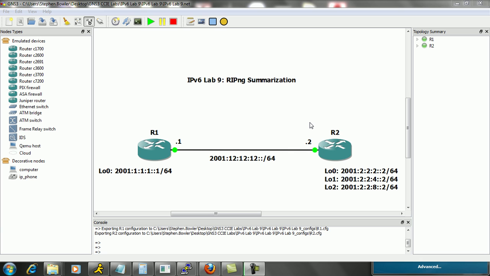6. Specifically within IPv6, we are going to be taking a closer look at RIP Next Generation Summarization, or RIPng Summarization. Again, this is IPv6 lab number 9.